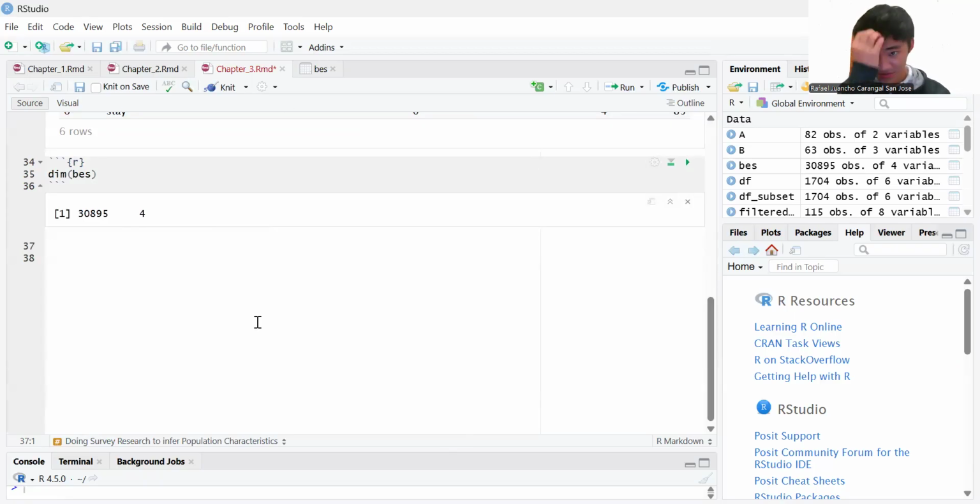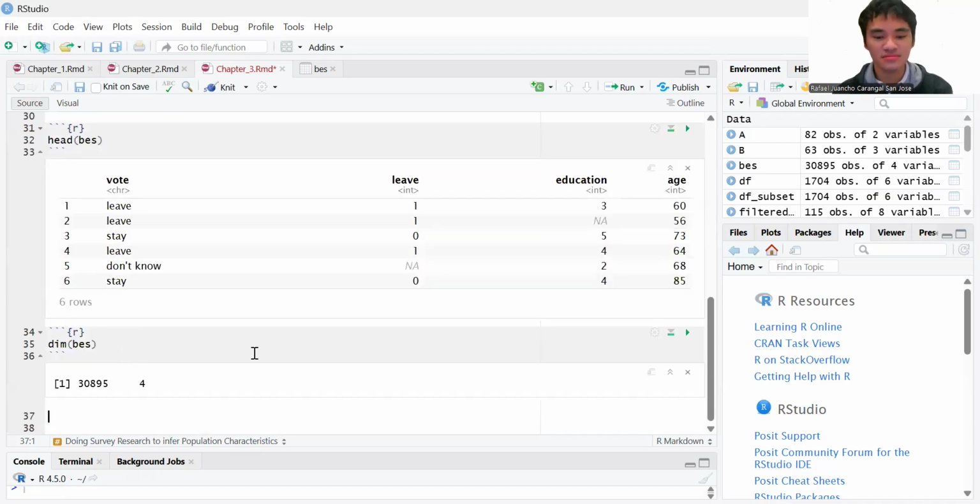We assume already that the sample from the survey has been taken, right? That's the assumption. So, okay, let me just write this out. So we say the dataset contains 30,895 respondents. So the sample size N is equal to 30,895, right?